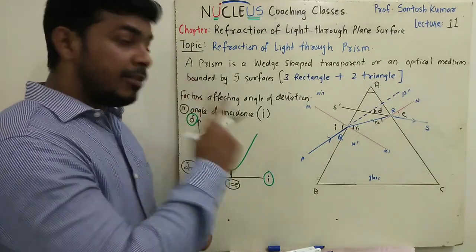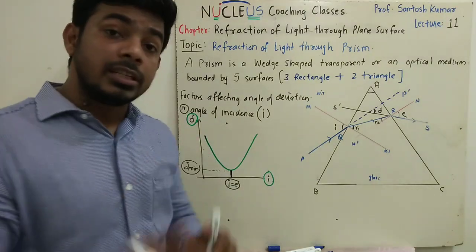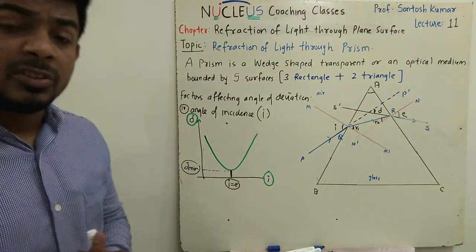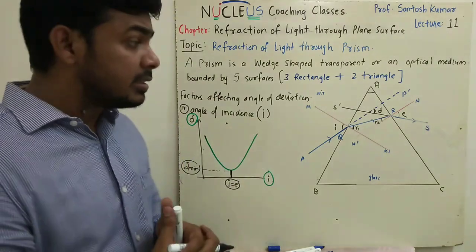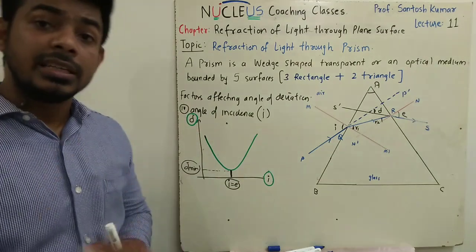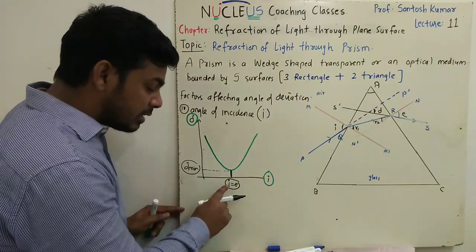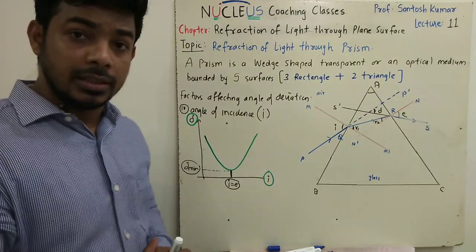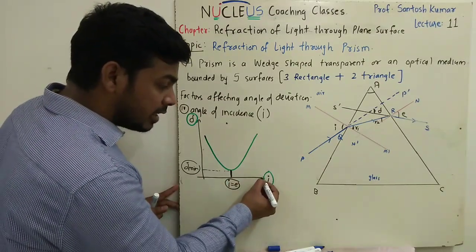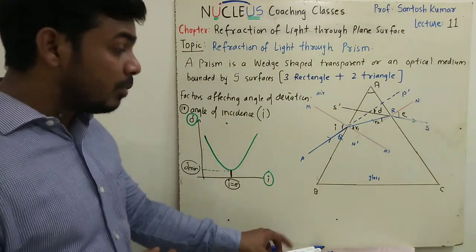If I talk about refraction of light through a rectangular slab, in every case the angle of incidence will be equal to the angle of emergence. But in the case of a prism, the angle of incidence will be equal to the angle of emergence only when the angle of deviation is least or minimum. So remember, at the angle of minimum deviation, the angle of incidence is equal to the angle of emergence. And what if I increase the angle of incidence further? If I increase the angle of incidence further, you can see the angle of deviation also increases.